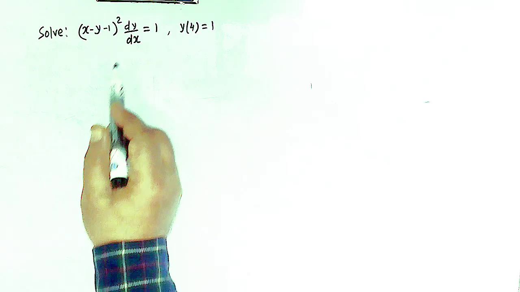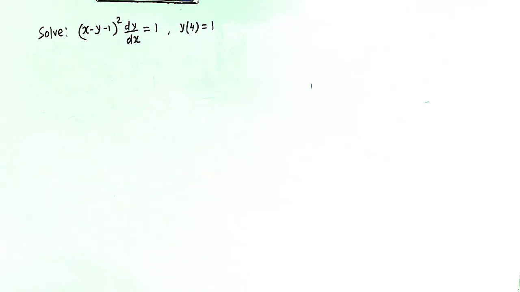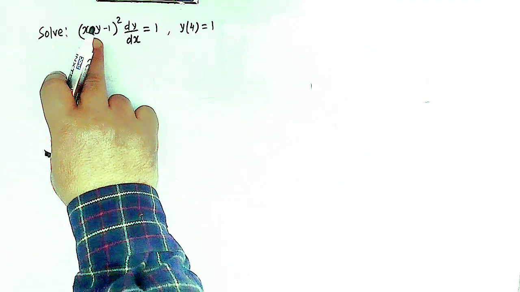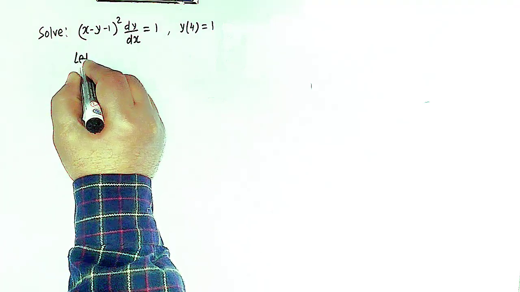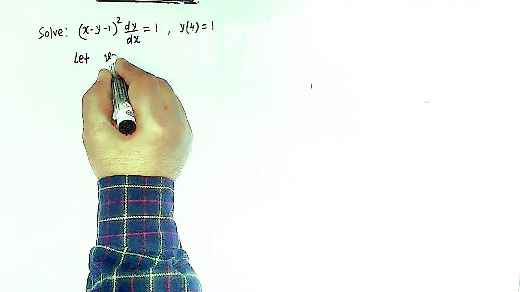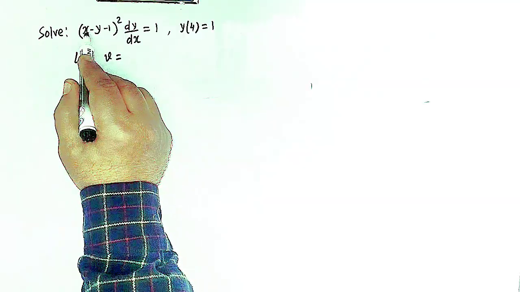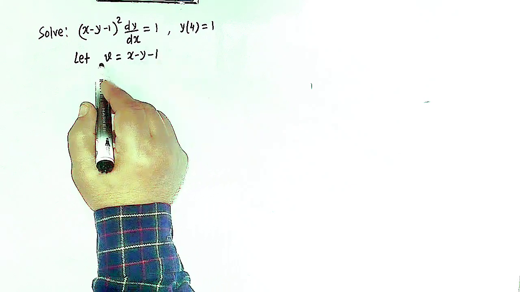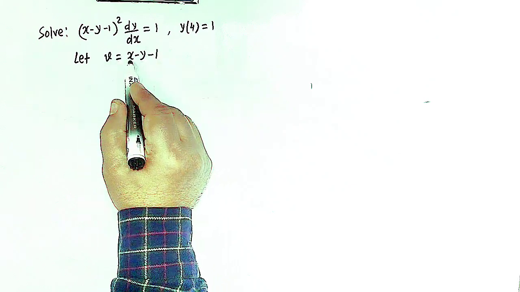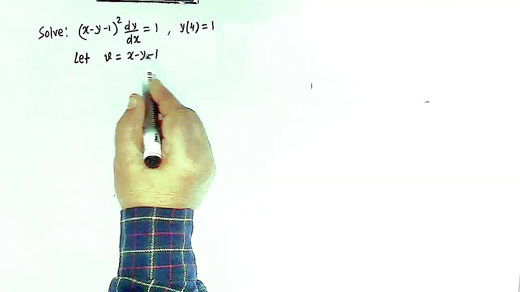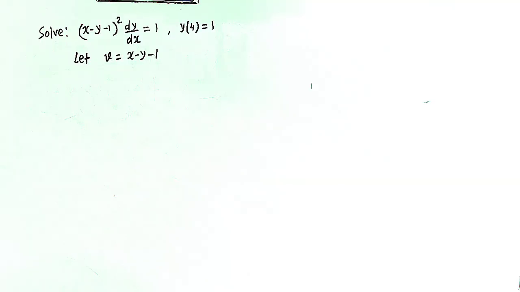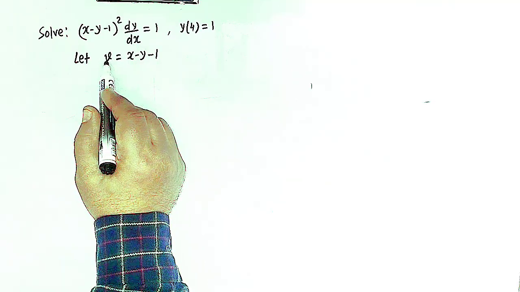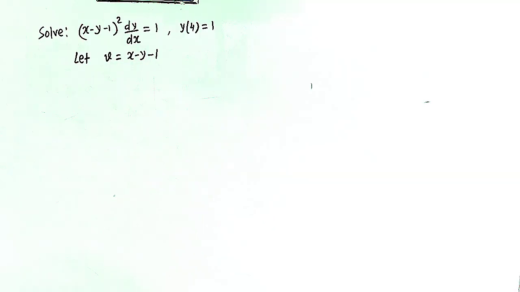So let us here make use of the method of substitution to transform this differential equation into a variable separable form, right? So here we are going to make use of this substitution. Let us take v is equal to x minus y minus 1. So here we'll first assume that v is equal to x minus y minus 1, where v is some function of x. So let us now differentiate v with respect to x.